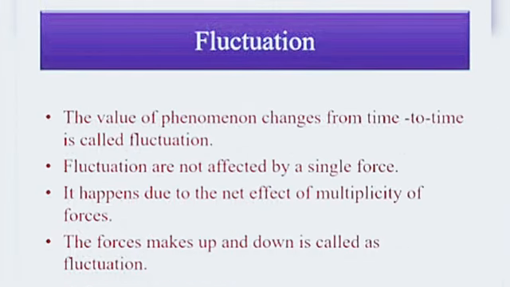The next one is fluctuation. Fluctuation is a major part of a time series. Fluctuation is when the value of the phenomenon changes from time to time. Fluctuations are not affected by a single force. They happen due to the net effect of a multiplicity of forces. These forces make ups and downs, which are called fluctuation.